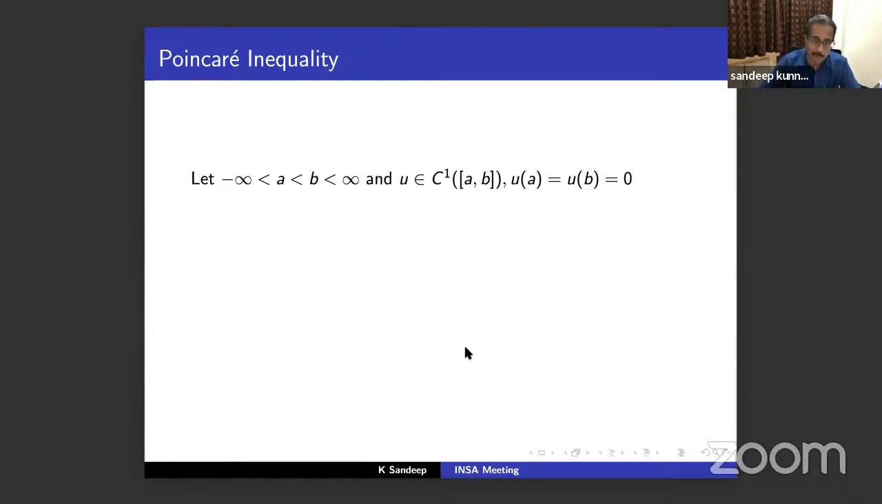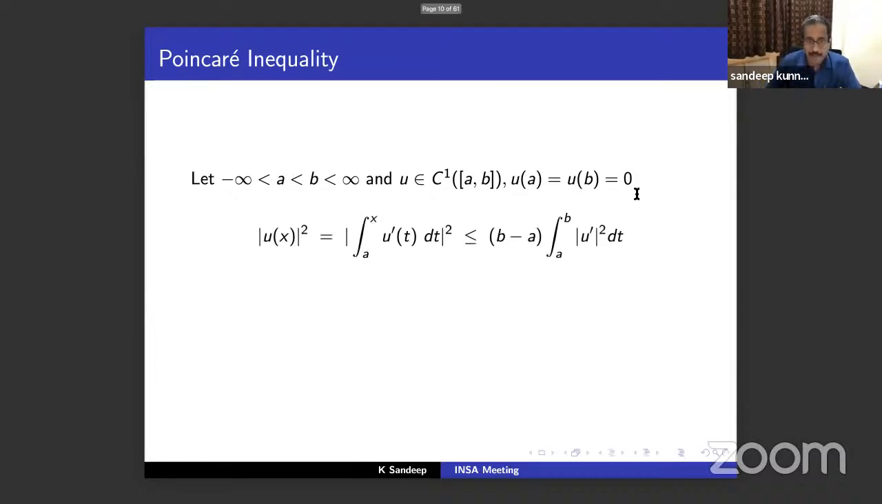Okay, so I'm going to start with a closed interval AB, and I'm going to take a function u which is C1 in the interval AB, which vanishes at the ends A and B. Therefore the only constant function which satisfies this kind of condition is the zero function, which does not give any contradiction. Then I can take any x, and u(x) I can write as the integral from a to x of u prime(t) dt, using the fundamental theorem of calculus. Then you can apply the Cauchy-Schwarz inequality and write modulus of u(x) square less than or equal to this.